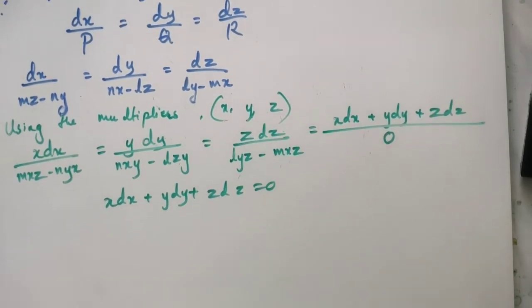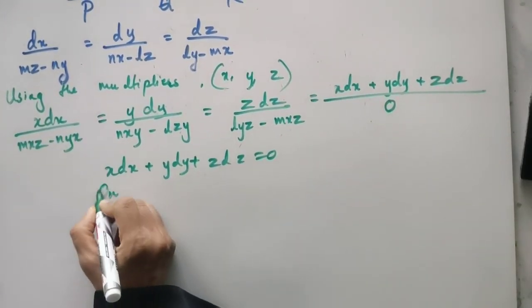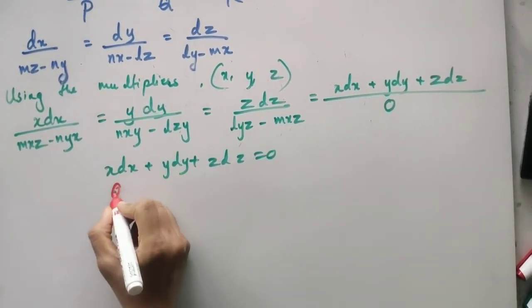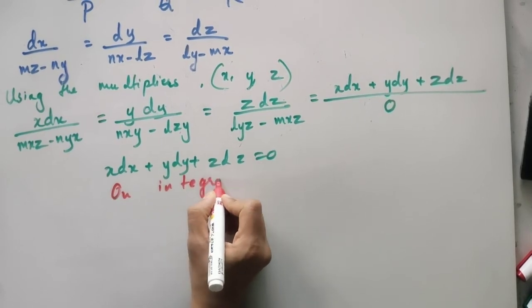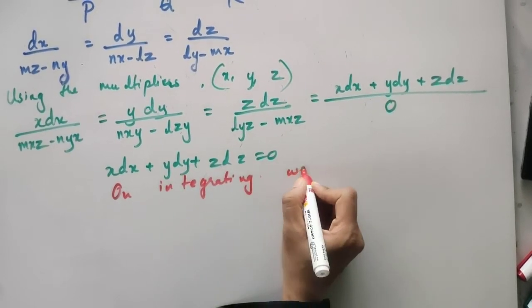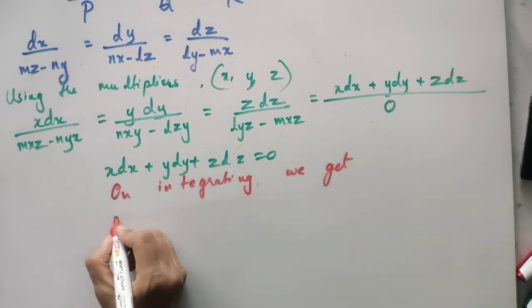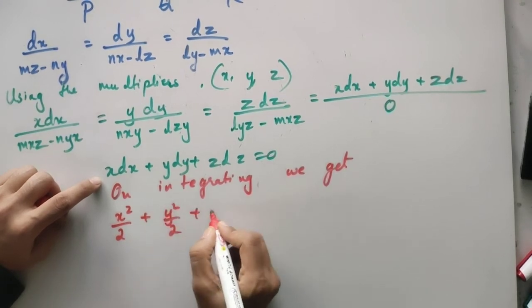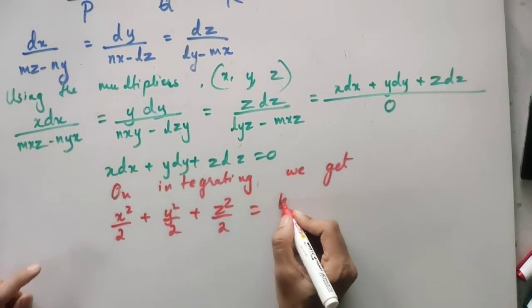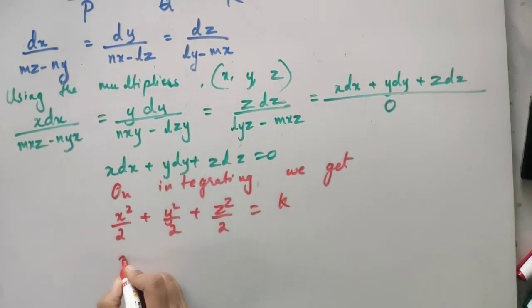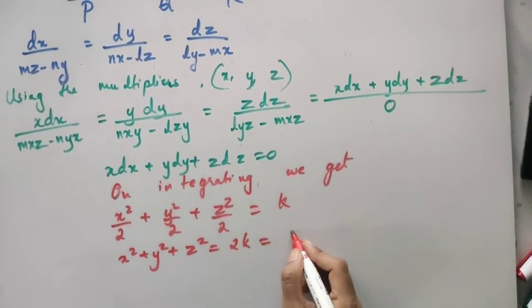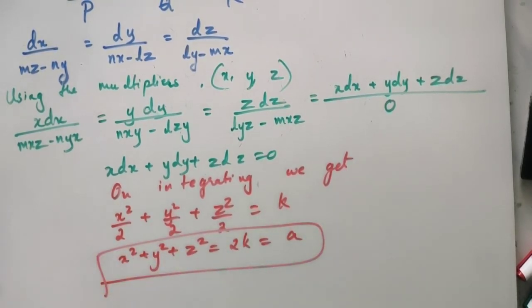Now you can simply take the integration. On integrating, we get, what is the integration of x dx, it will be x square by 2 plus y square by 2 plus z square by 2, and that will be equal to some arbitrary constant k. Or x square plus y square plus z square is equal to 2k, and that 2k I am going to call some arbitrary constant a. So this is my first solution. This is my first solution.